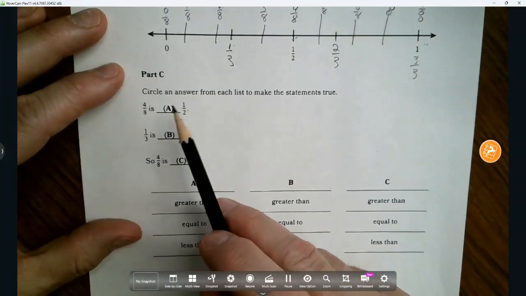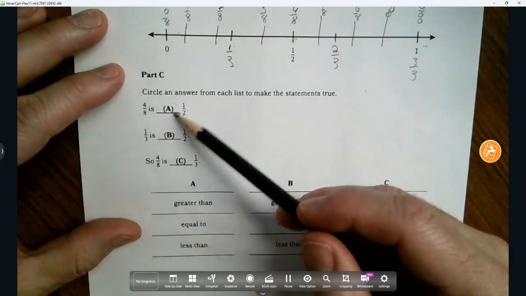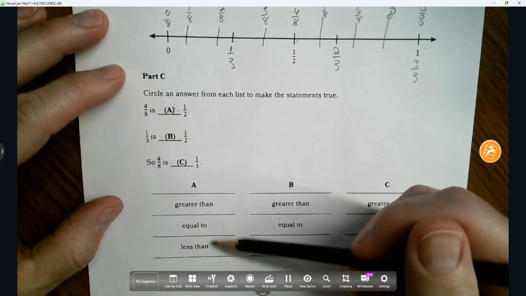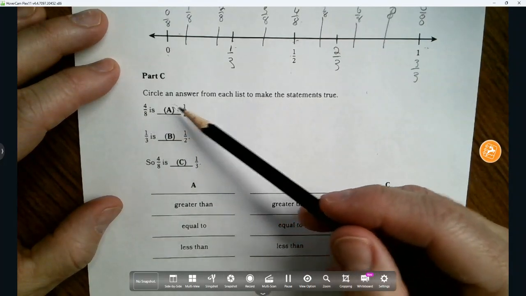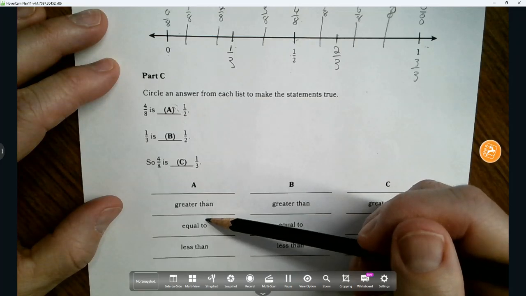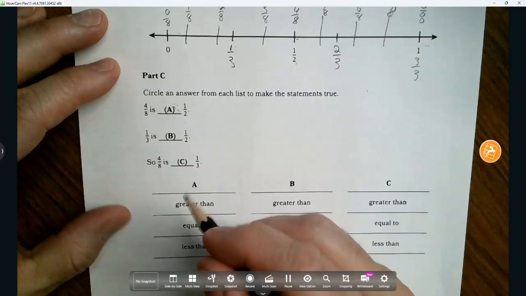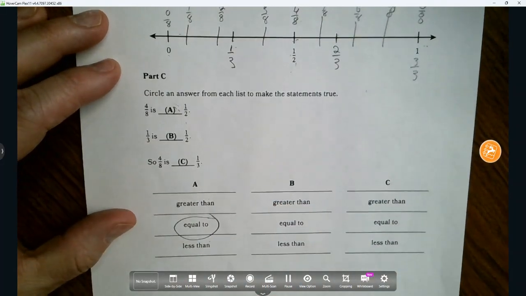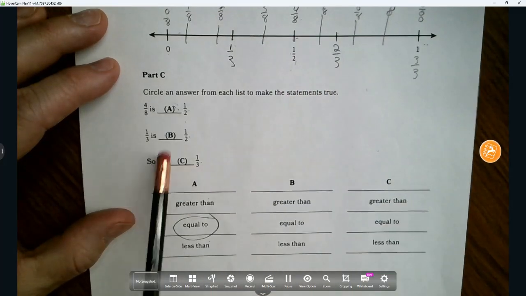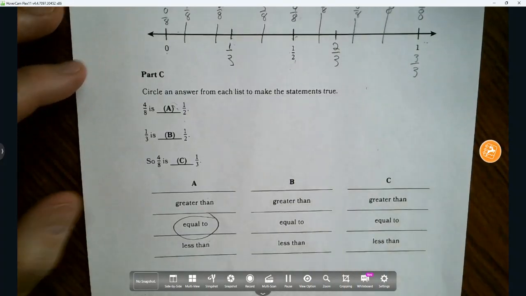Down here it says circle an answer from each list to make the statement true. What's shown for A here, you have to circle in column A down here. So 4/8 is blank 1/2. Greater than 1/2, equal to 1/2, or less than 1/2. Well, 4/8 is right here and 1/2 is right here. So it is equal to 1/2. All right. Use this to finish the rest of these. You have 2 left. You can handle that on your own.